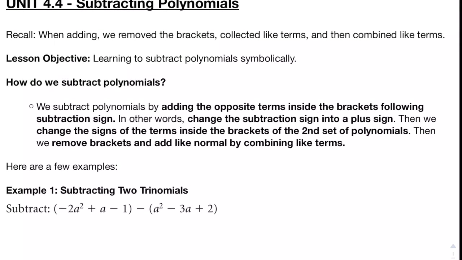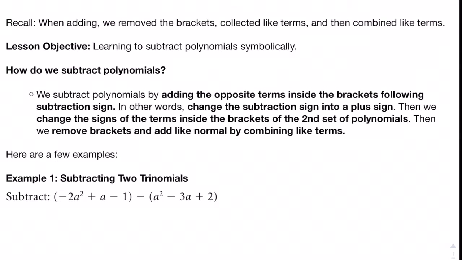All right, so we're going to do a quick lesson on subtracting polynomials. Just to refresh your memory from adding polynomials, last time we talked about how we drop the brackets and we just add each term. The difference with subtracting is we also drop the brackets and add like terms, but before we do that, we need to do one small step.